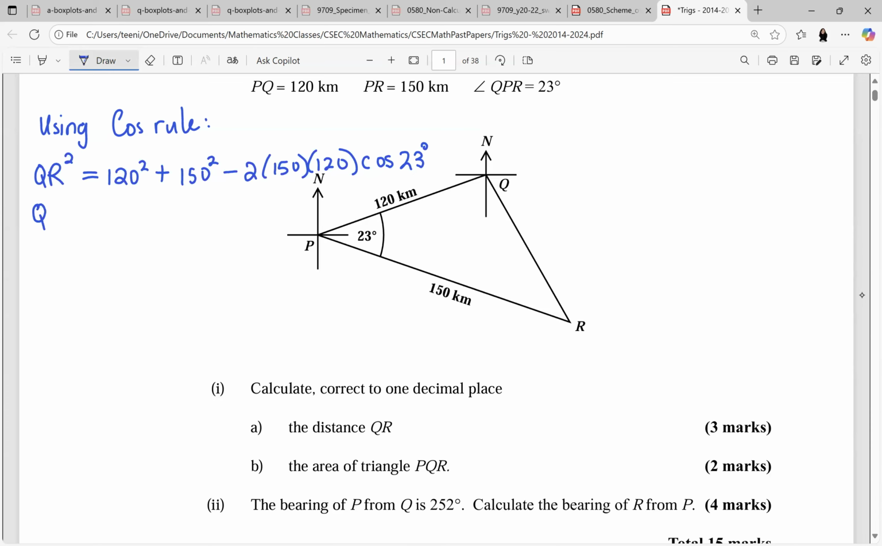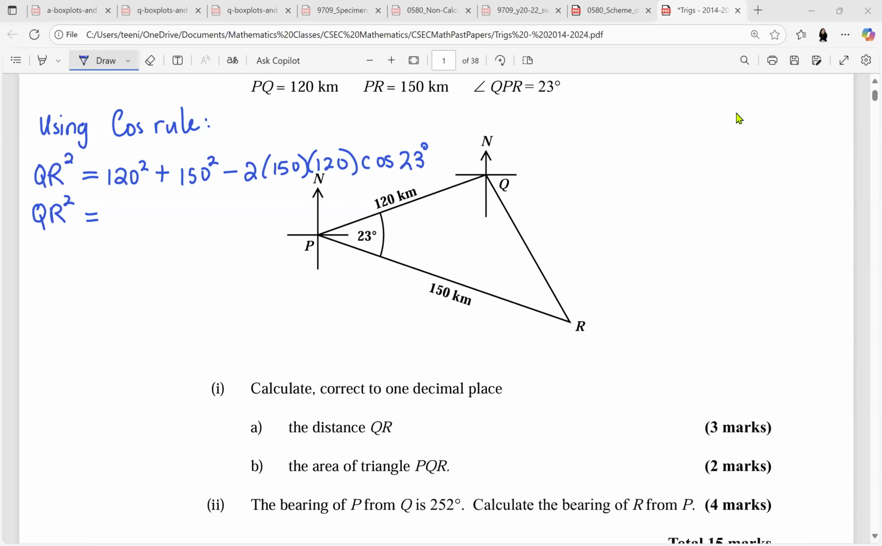So therefore, QR squared will be equal to, okay, I don't have my calculator. I need to run downstairs quickly for it. But you all go ahead and work out this whole question for me because I think you all know how to do the cosine rule. I'll be right back.